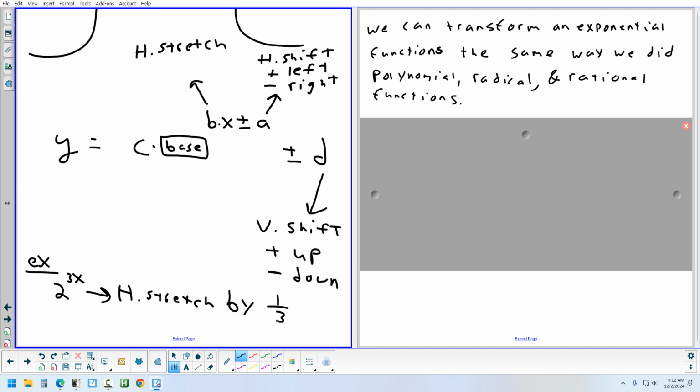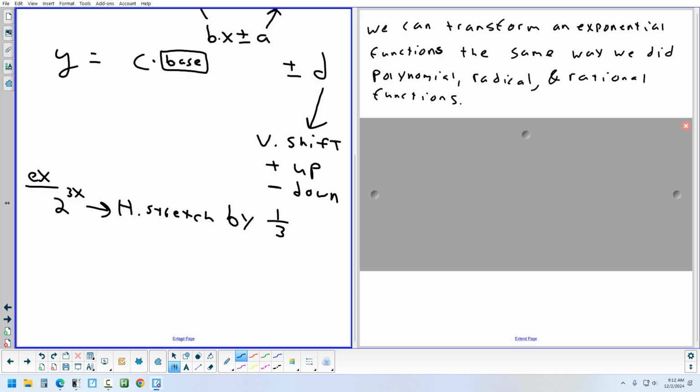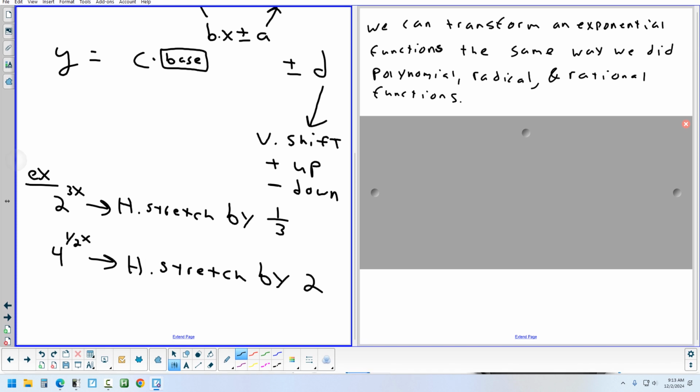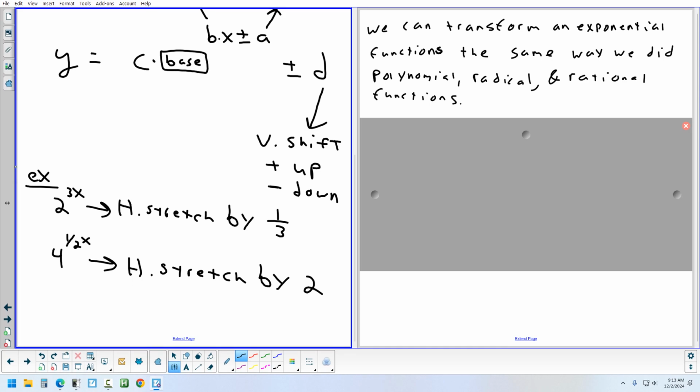And again, you might say, well, why? It's a 3. Well, it's backwards, right? When you put a 3, the bigger you make the number in front of x, the smaller the graph gets, the more compressed. If you had something like 4 to the 1/2 x, you think, oh, 1/2, that's a small number. No, it doesn't make it smaller, it makes it bigger. So that's a horizontal stretch by 2. I just didn't have enough room to write that up. Luckily, A and B are the only ones that are backwards.